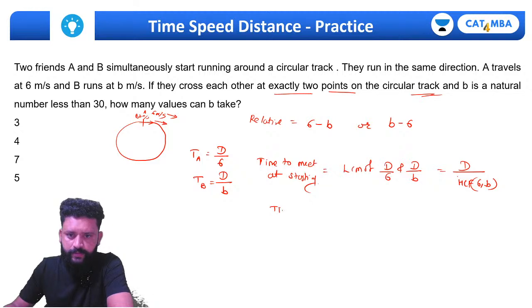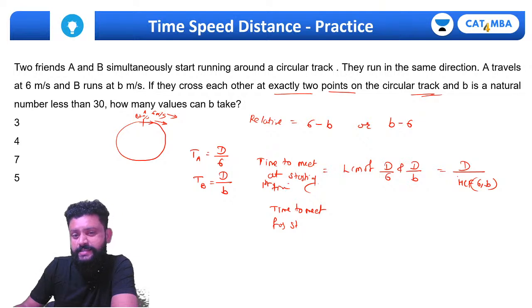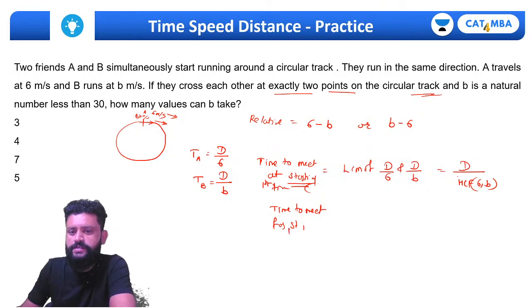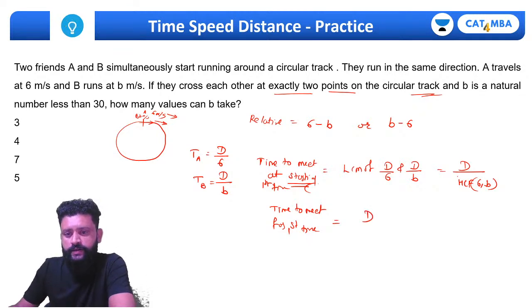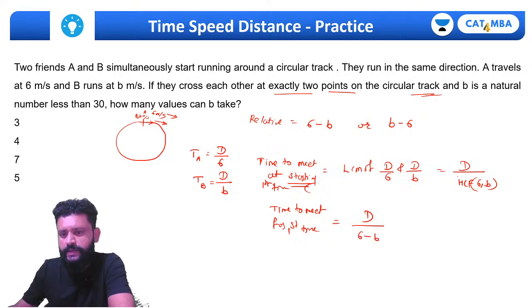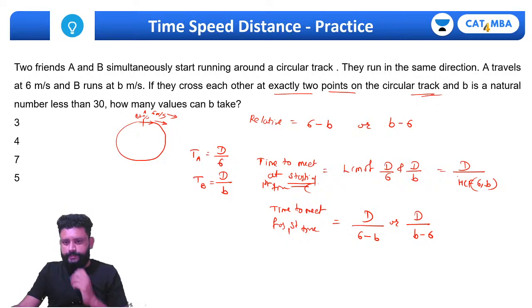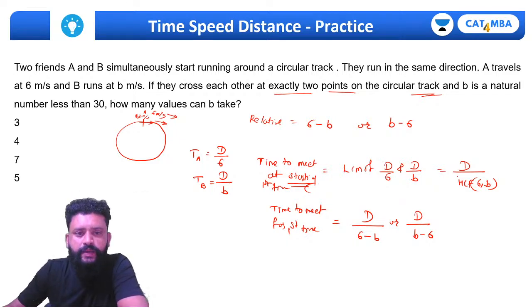After that, time to meet for the first time. This is the first time, but not at the starting point. At any point, first time meeting, what should it be? d upon relative speed, it will be 6 minus b or d upon b minus 6. And they should be meeting at exactly 2 points.